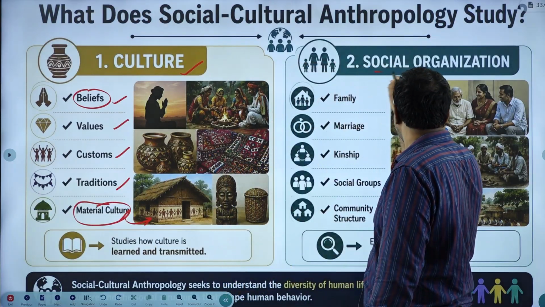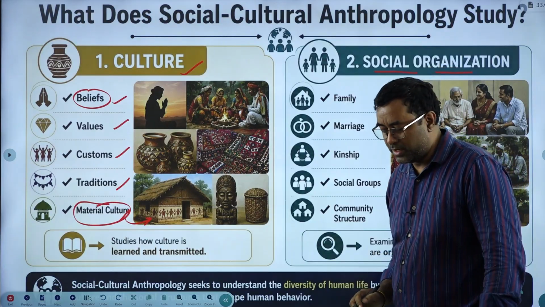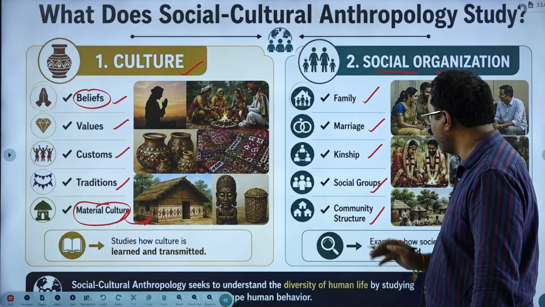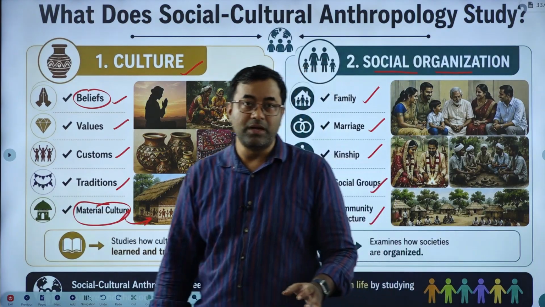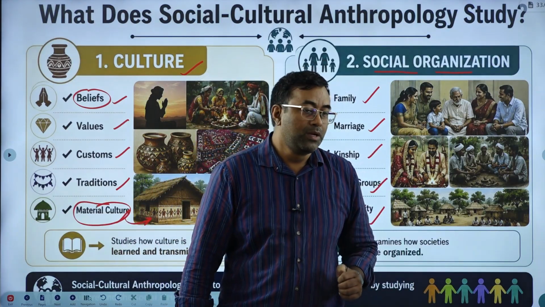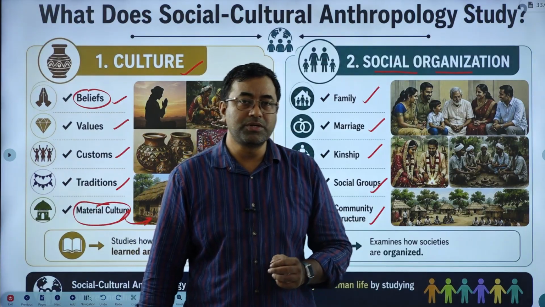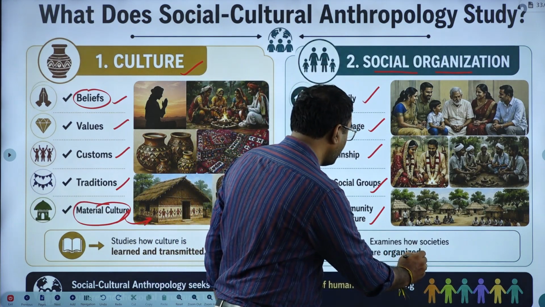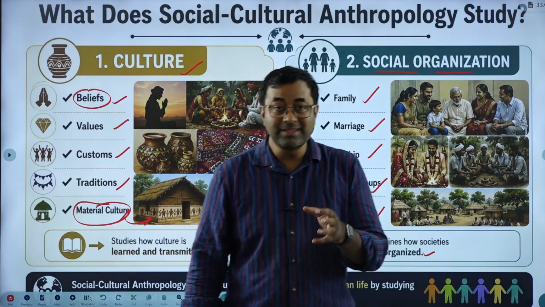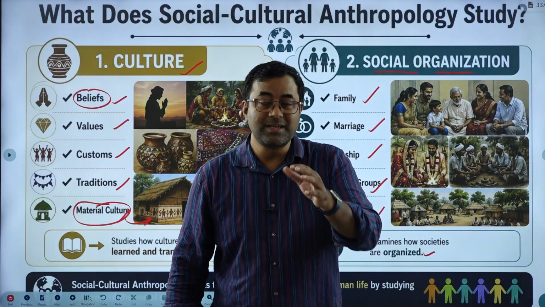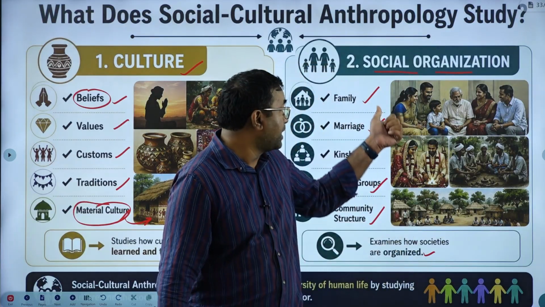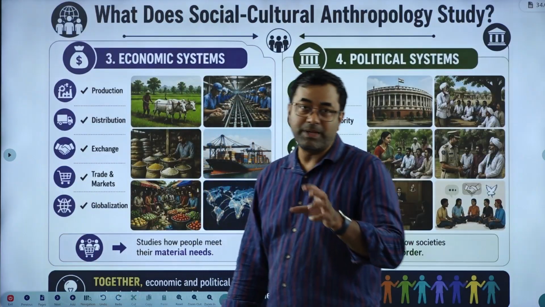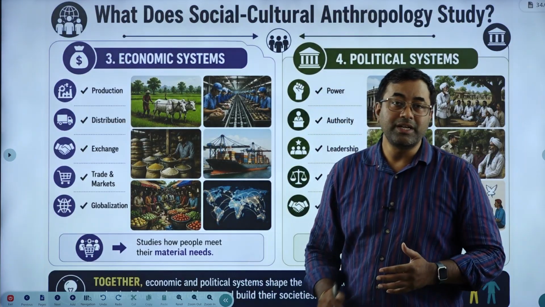Next one is about social organization. Social organization includes family, marriage, kinship, groups, community structure, etc. It shows how people form certain groups, what the different types of institutions in those groups are, and how they are related. It examines how societies are organized and how they follow certain rules. The basic cultural setting of the people can be understood once you study these social organizations. Even institutions can be studied with the help of various methods to understand how society is formed.